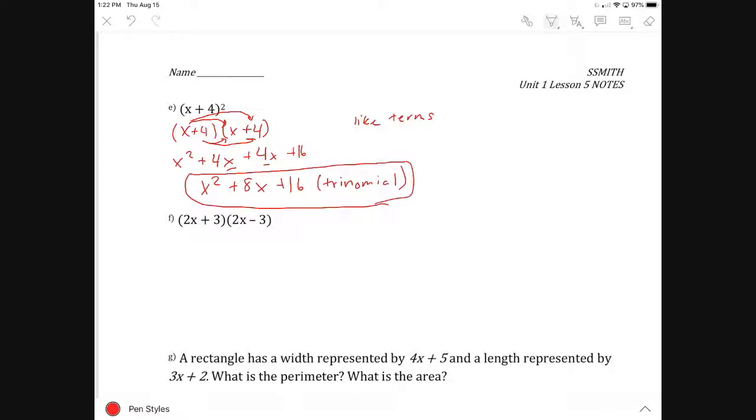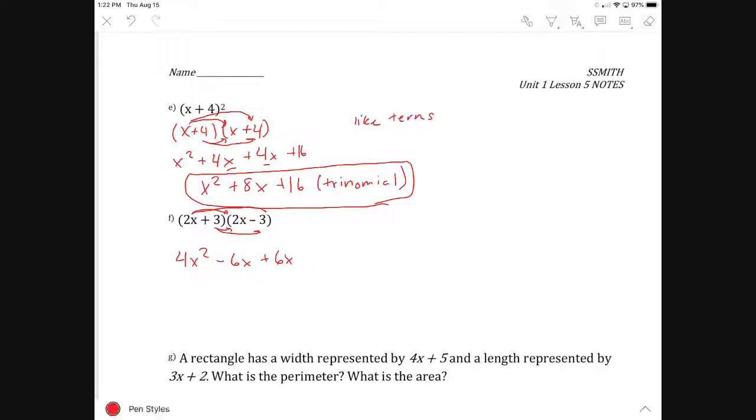So our next one, we're going to FOIL again. So fronts, it's our 2x times our 2x, and it's going to give us 4x squared. Then we're going to do our outside, so 2x times negative 3 is going to give us negative 6x. Then we have our 3 times our 2x, our insides, and that's going to give us positive 6x. And then we have our 3 and our negative 3, which is going to give us a negative 9.